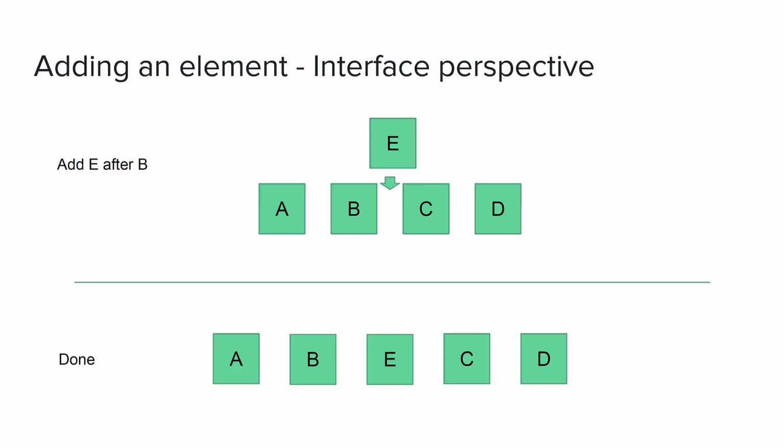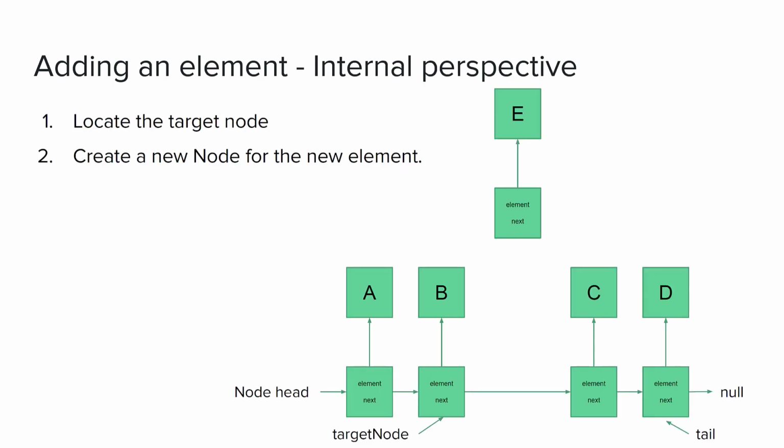Now we'll look at what it takes to insert an element into an existing list. And we'll start out with the user's perspective using the interface. So the user imagines that all it takes to insert an E after element B is to stick the E into the list after B, and the list automatically accommodates this. It makes room for element E, and E is simply in the sequence after B and before C.